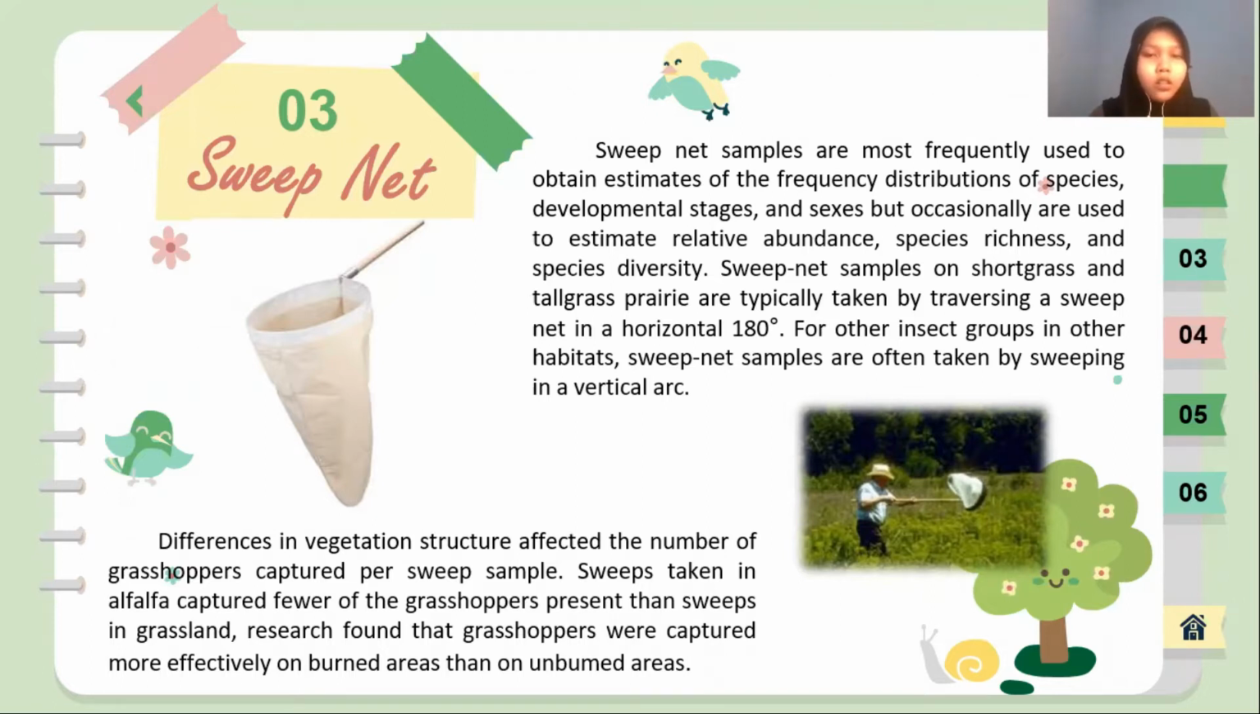Differences in vegetation structure affect the number of grasshopper captures per sweep net sample. Sweeps taken in alfalfa capture fewer of the grasshoppers present than sweeps in grassland. Research found that grasshoppers were captured more effectively on burned areas than on unburned areas.